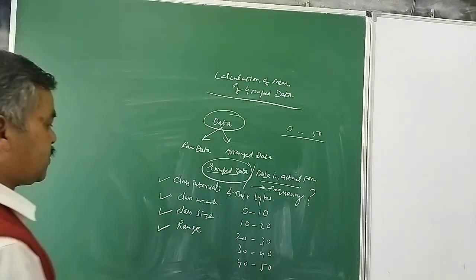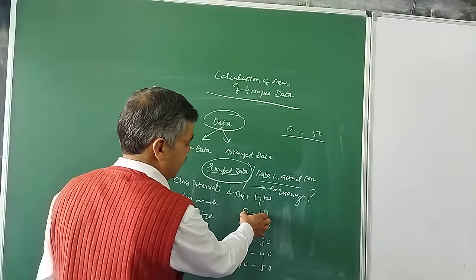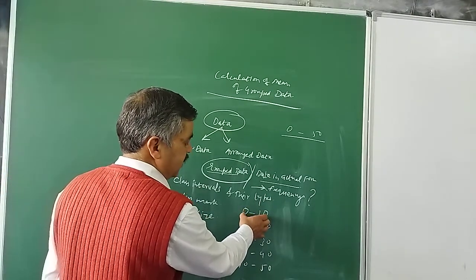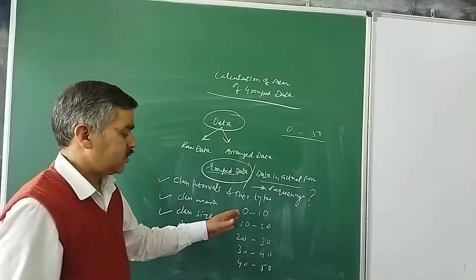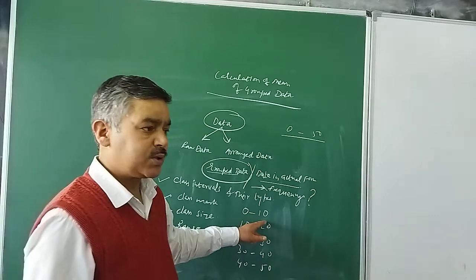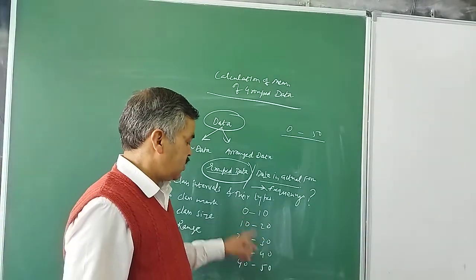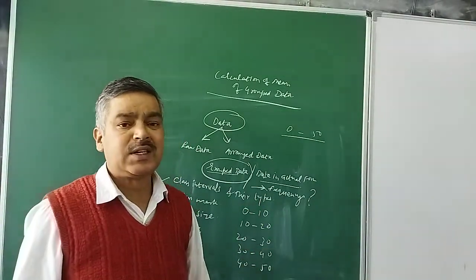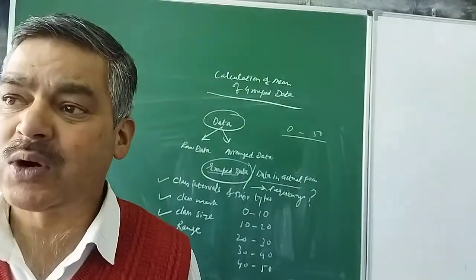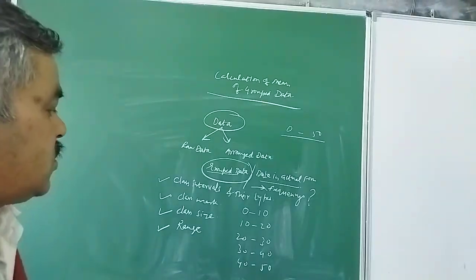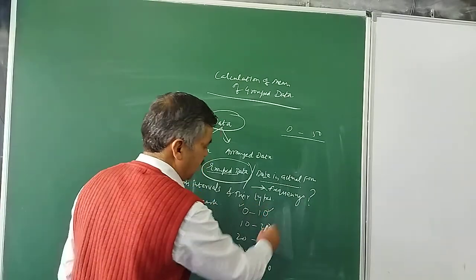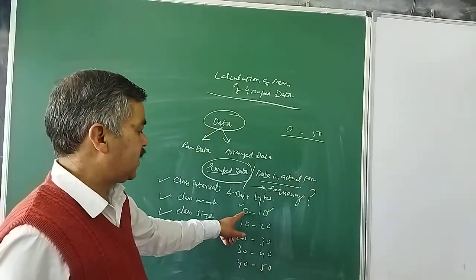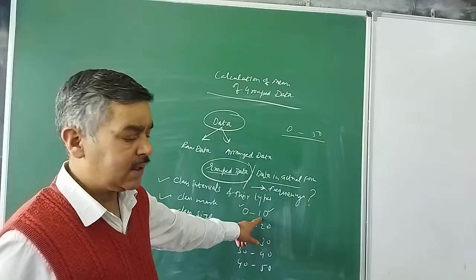So these groups, for my own convenience, I have written so that I can cover all the students and all their scores. These small groups are called the class intervals. Where there are two limits, one is the lower and one is the upper. So this is the lower limit and this is the upper limit.